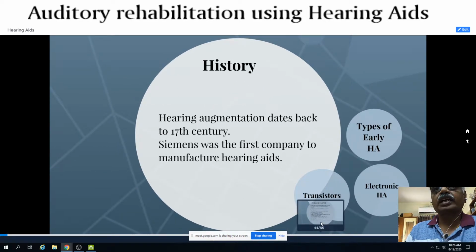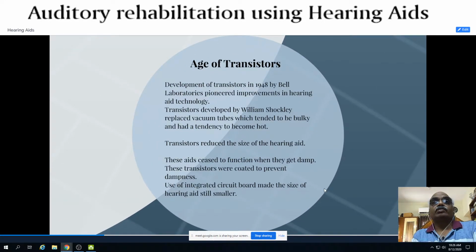Now we are in the electronic era, and before we go into the electronic era, we had an age of transistors. Transistors actually were the initial hearing aid base mechanics. Transistors were initially developed in 1948 by Bell Laboratories, and this was used inside the hearing aid. William Shockley was the person who developed the first transistor. And the transistor replaced the vacuum tubes. Previously, I don't know how many of you would have seen those radios which had valves.